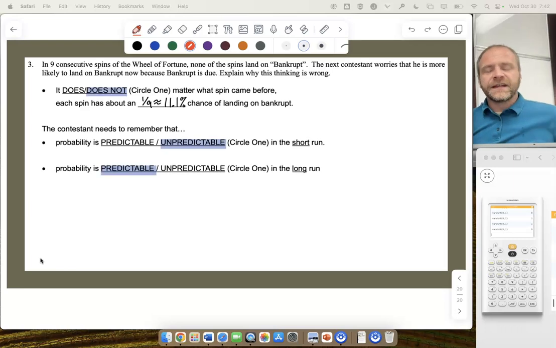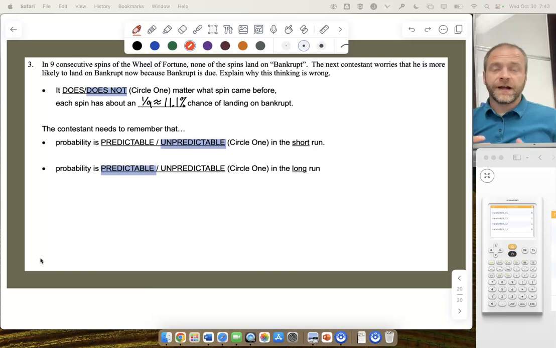What's really happening is the contestant is forgetting that it does not matter what happened on the spin before. Each spin on its own has a 1 out of 9, or 0.111111 probability, which could be an 11.1% chance of landing on bankrupt. So each spin has that. Now in the long run, it's going to be predictable. So probability is predictable in the long run. In the short run, it's very unpredictable. We don't know what's going to happen.